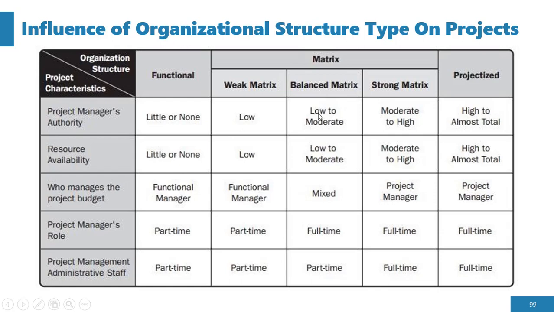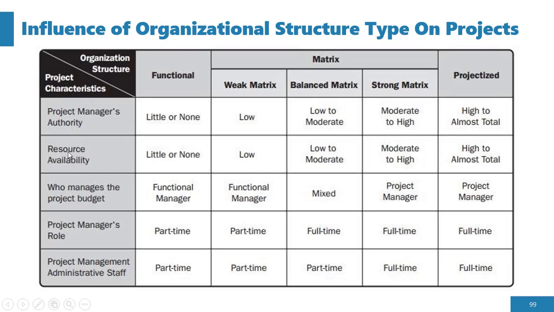All right, more like a 50-50 influence. Okay, and then a strong matrix, moderate to high. All right, tending more towards a projectized organization. All right, and then in a projectized organization it has high to almost total authority, right?